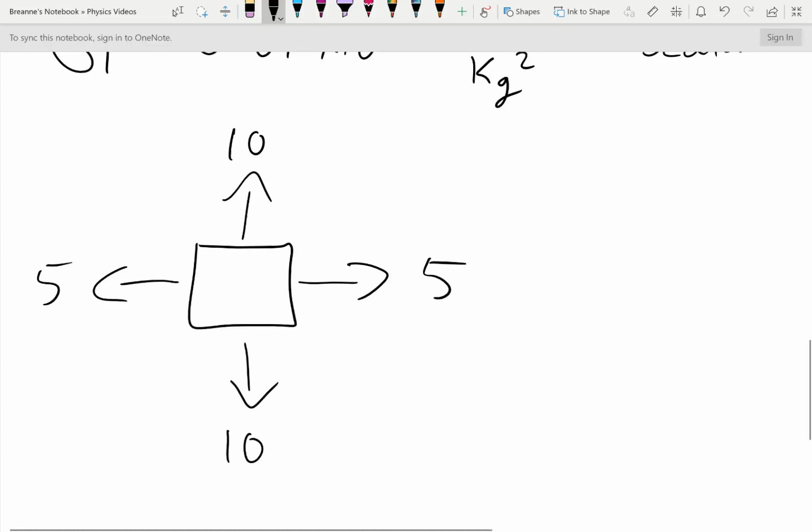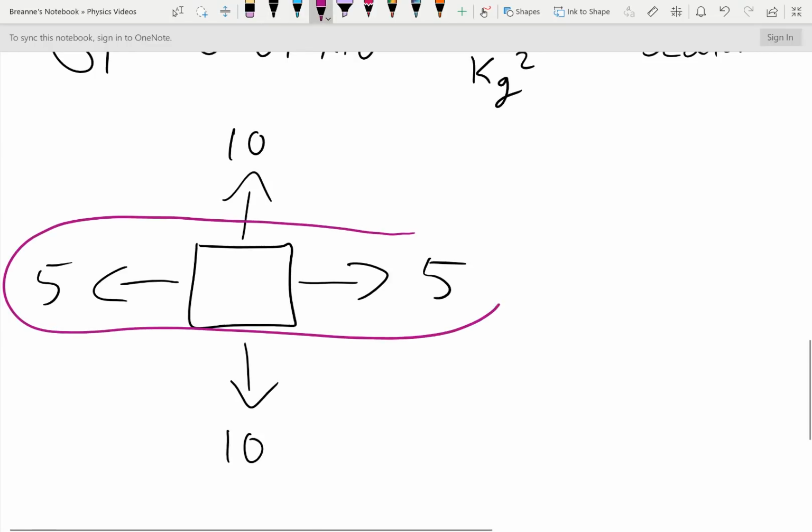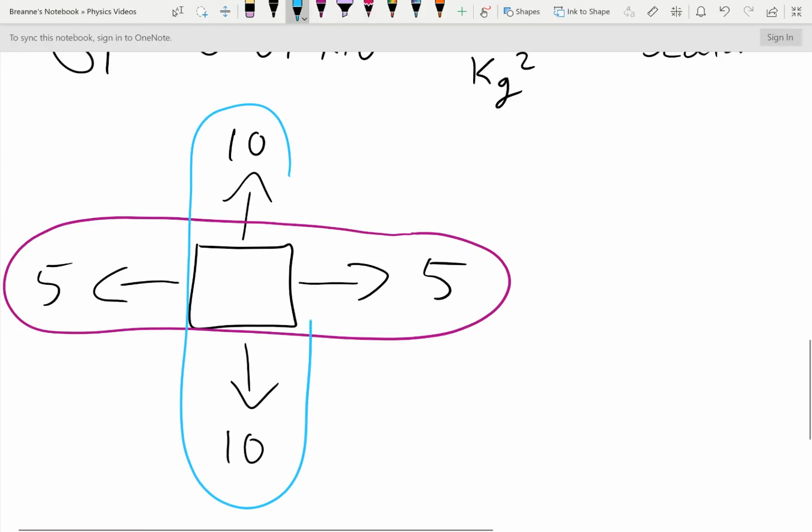Those up and down, left and right don't have to be balanced with each other, because the ones going left and right only deal with the ones going left and right. The ones going up and down only deal with the ones going up and down. So those don't have to be the same number. Just the x direction and the y direction each have to be balanced. So the ones in blue are y, the ones in purple are x. Those have to be balanced.